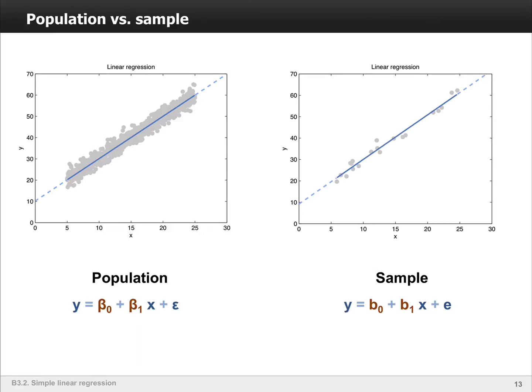Sample and population: we are going to use beta as coefficients for the population, and we will use b as coefficients for a sample. And the same about the random error. So we have epsilon here and we have e here. So that's what we are going to use as a representation of the linear regression model for a sample.